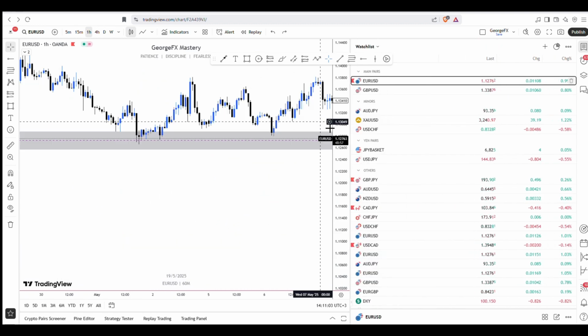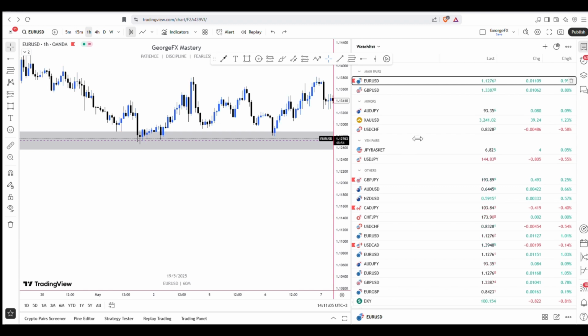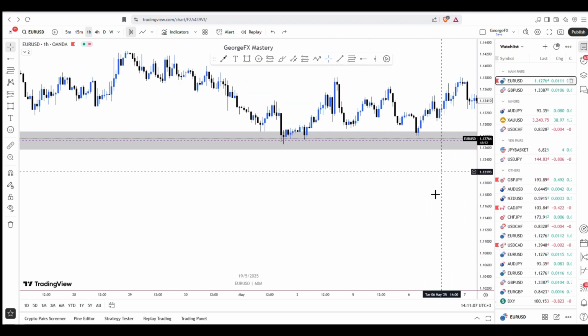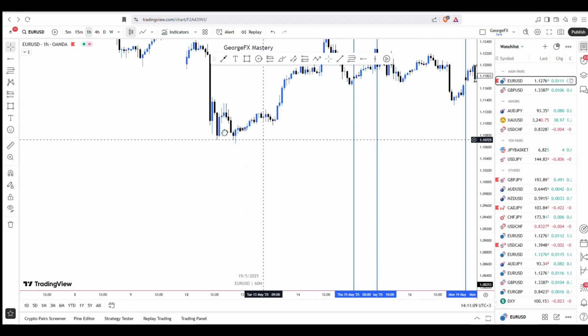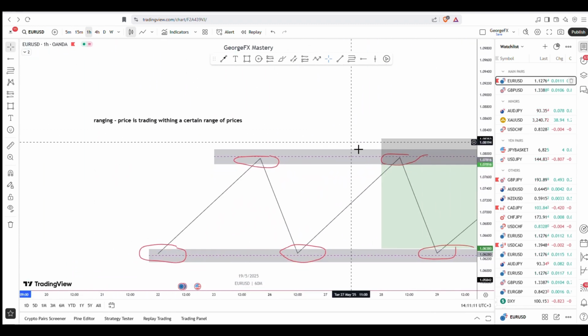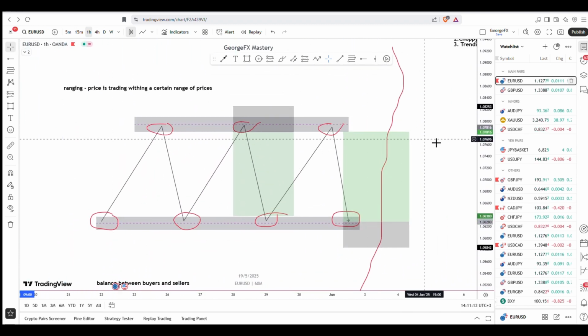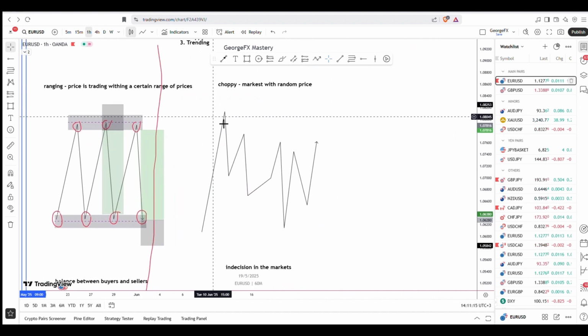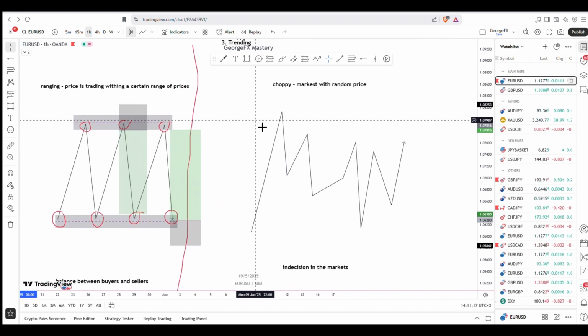You guys will just go on your charts now and try to identify so many of those three types of markets. In case you have any question, you can drop it in my comment section. But for now, until next time guys, I will let you rest.